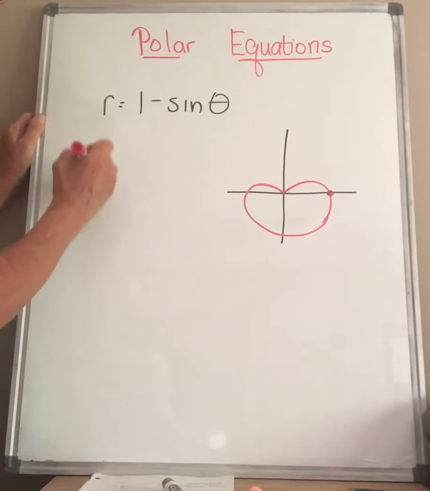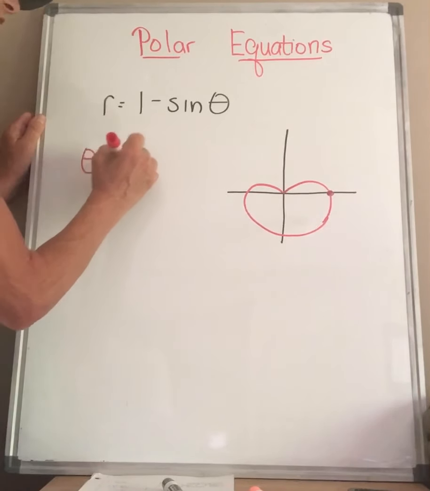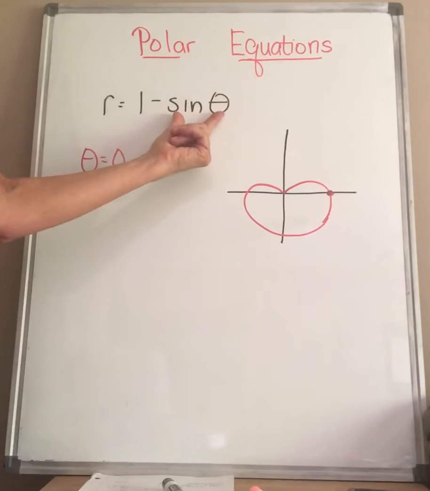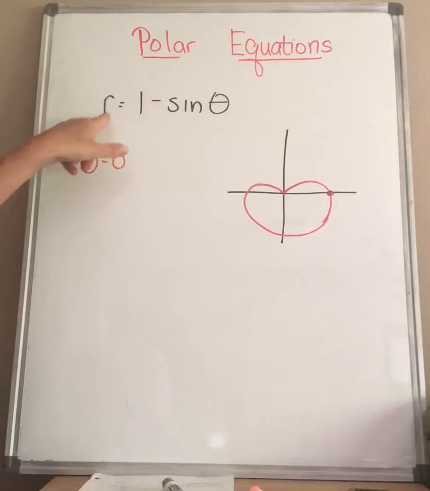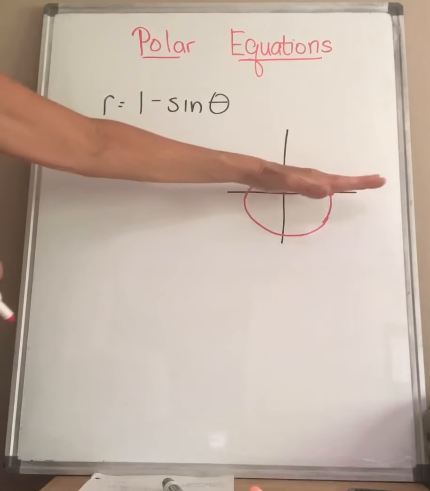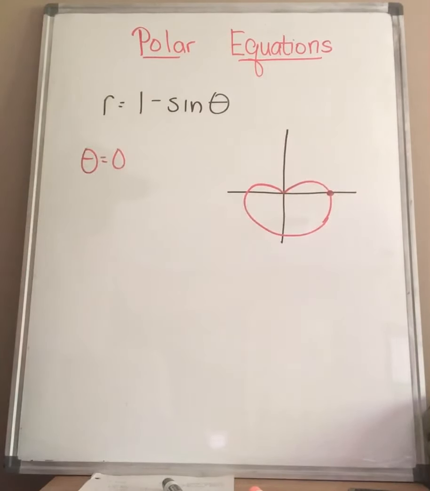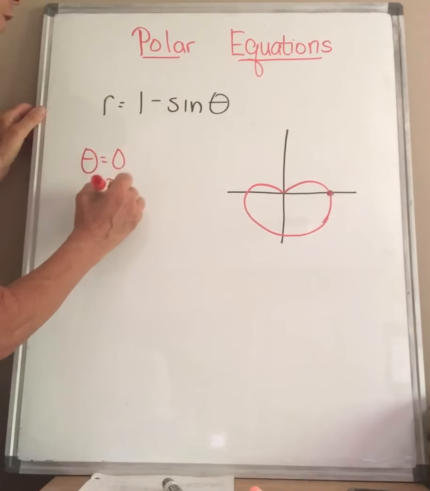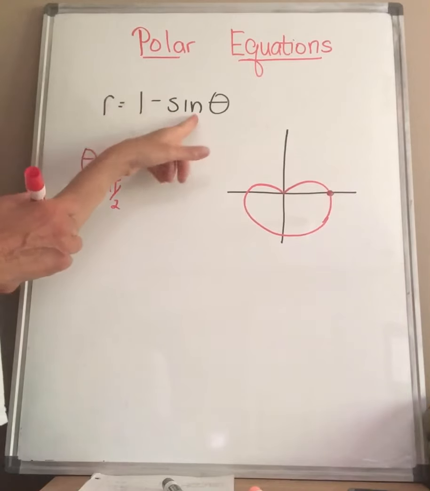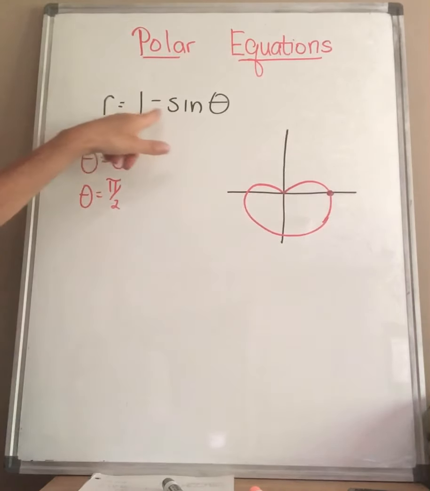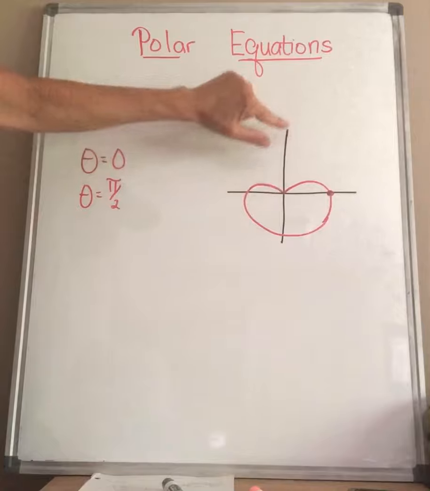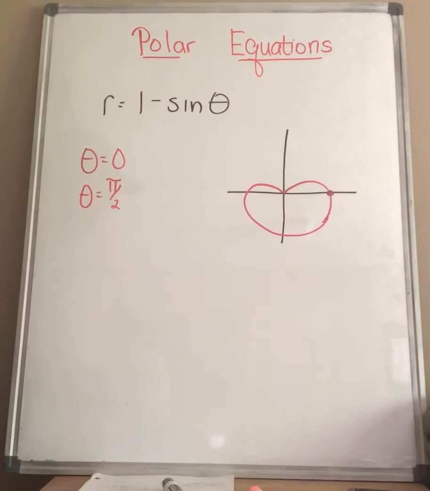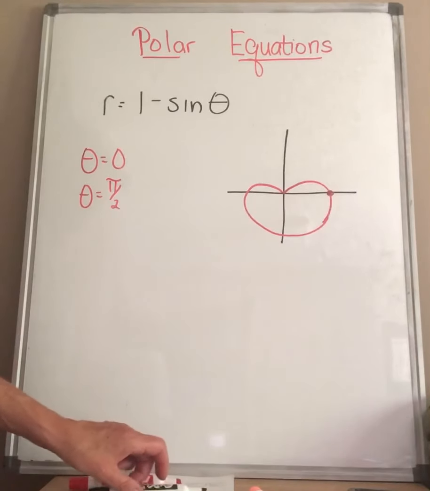The reason for that is when theta is equal to 0, which is your theta min, the sine of 0 is 0, so you're getting r is equal to 1. So when I'm at an angle of 0, my r value is 1. If we try, for example, theta equal to pi over 2, the sine of pi over 2 is 1, and my r value is 0. So when I get to my positive y-axis here, it swings back around to there, and that's why it looks like it does.